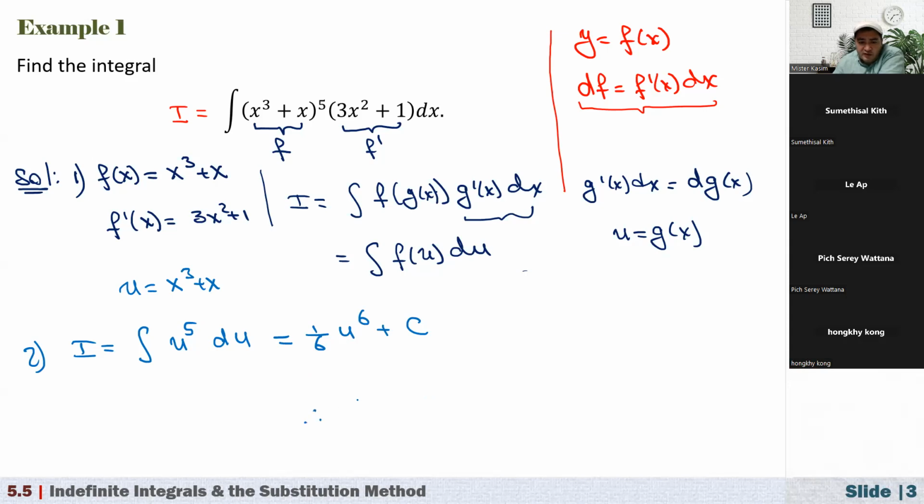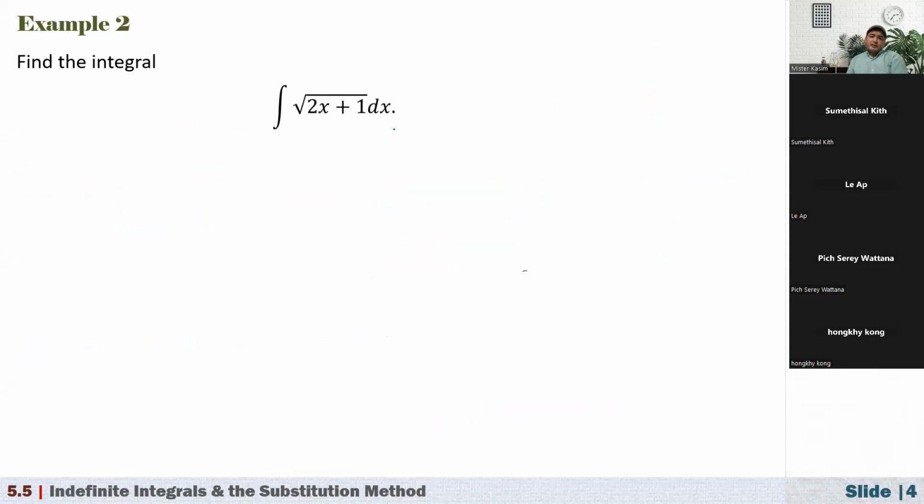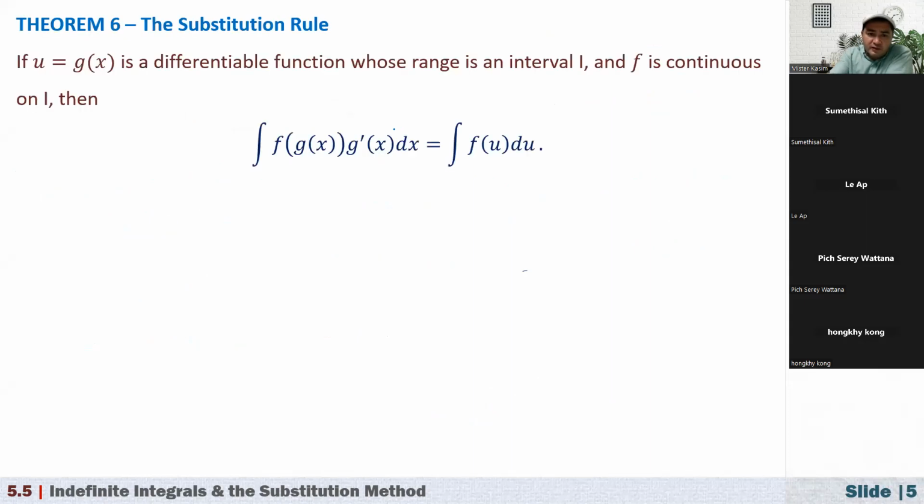So now to write the final answer, we have to write everything in terms of the original variable. What is our original variable? It is x. So this integral is equal to 1 over 6 times u to the power of 6. What is our u? u is x cubed plus x, to the power of 6, plus c. So that means if you differentiate this function, we will get x cubed plus x to the power of 5 times 3x squared plus 1. Let's see another example. And after that, I think we have a theorem here.